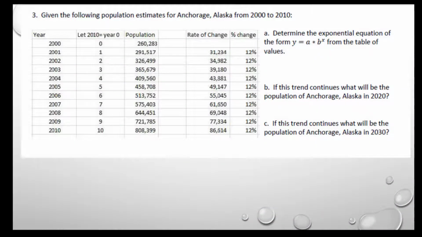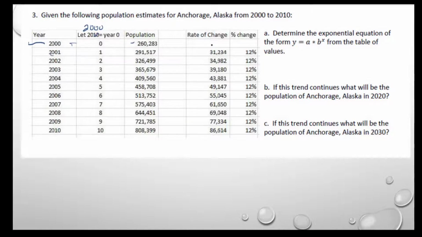So we're going to look at the following population estimates for Anchorage, Alaska from 2000 to 2010. Now we're not going to use 2000 as the input. It just doesn't work out. It makes a complete mess of things. So let the year 2000 be year 0, and that's the population. And then here's 2001, etc.